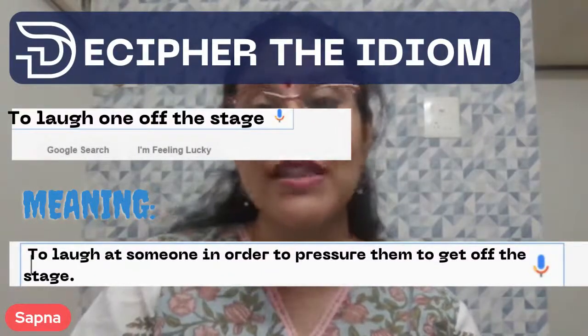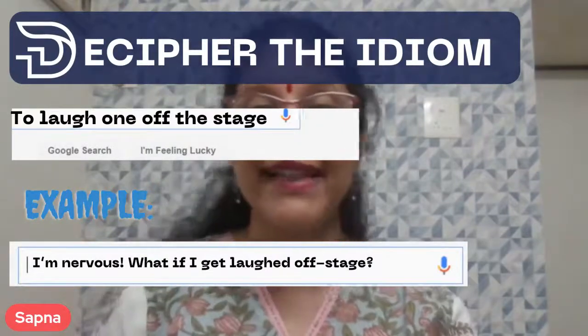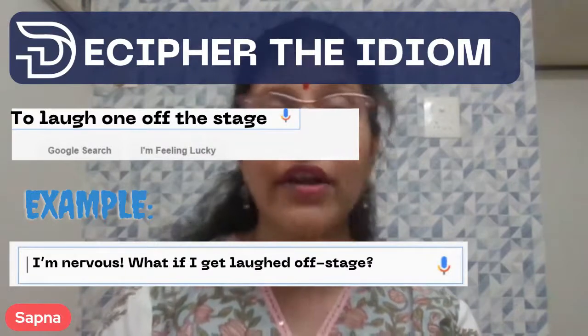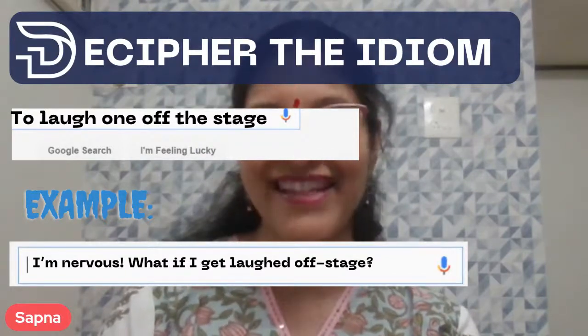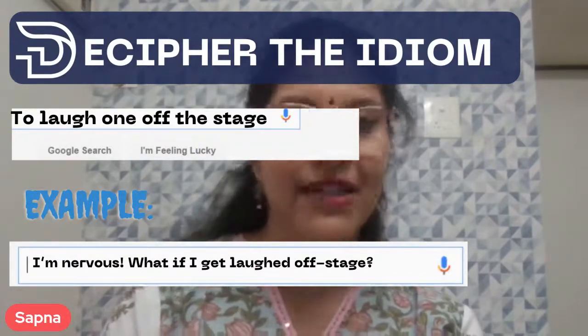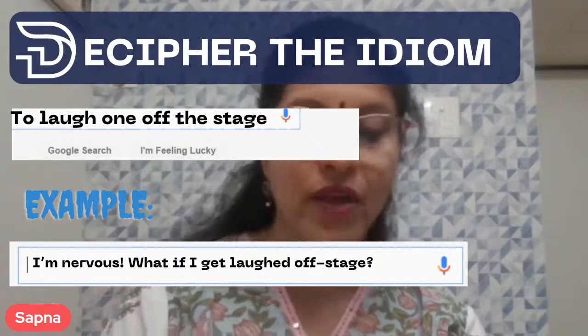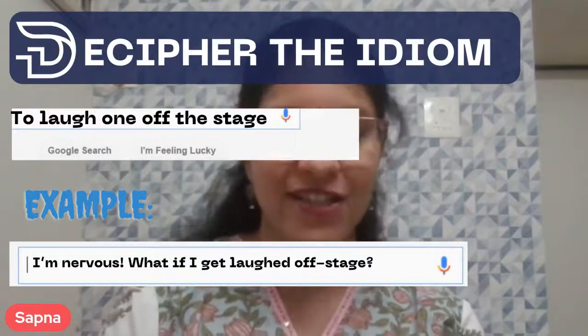And how you can be using that in your sentence is, I am nervous. What if I get laughed off stage? Yes, so that's how you can be using that idiom, which only means to say that you are pressurized whether everything is going to go well or not. Yes, so that was the idiom.